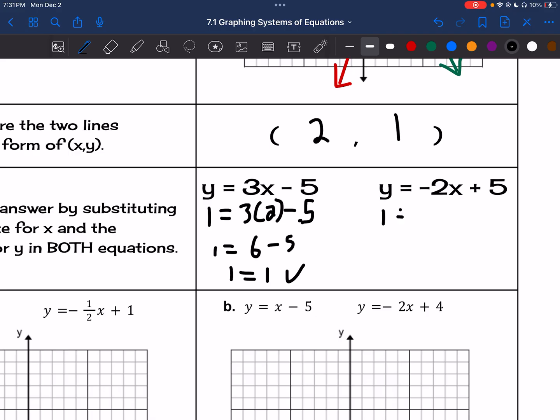Substitute it into the second equation. Negative 2 times 2 plus 5. Negative 2 times 2 is negative 4. Plus 5 gives you 1. So 1 does in fact equal 1. So our equation, or our point, checks out. It verifies that we are correct in our thinking of what it is.